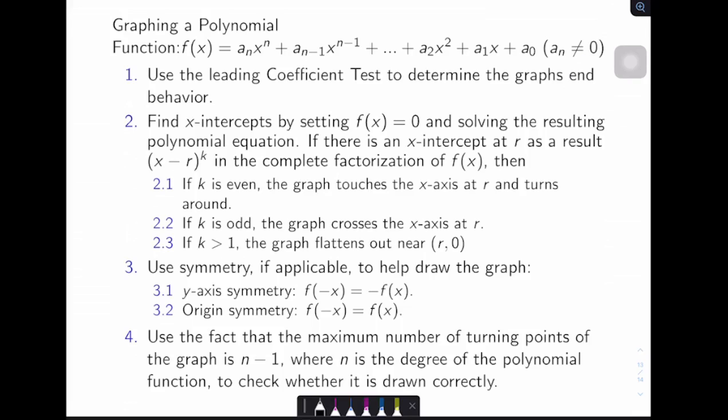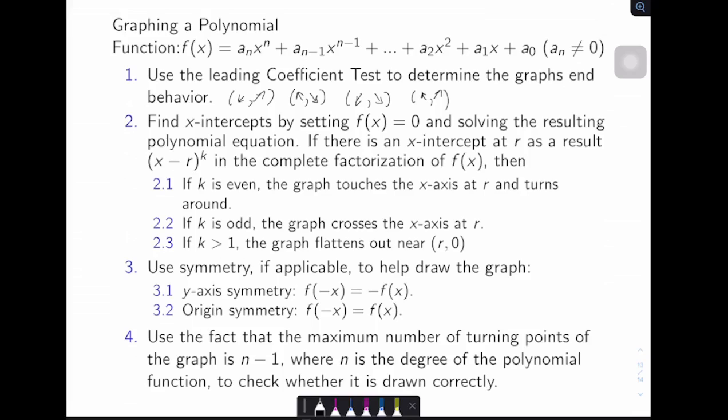Okay, so function f of x is equal to all that good stuff. Here's our process for graphing this. Step 1. Use the leading coefficient test to determine the graph's end behavior. Do we get something along the lines of a down up, an up down, a down down, or an up up? So that right there, we can graph the ends of the graph. Step 2. Find x-intercepts by setting f of x equal to 0. That's our factoring we did earlier.